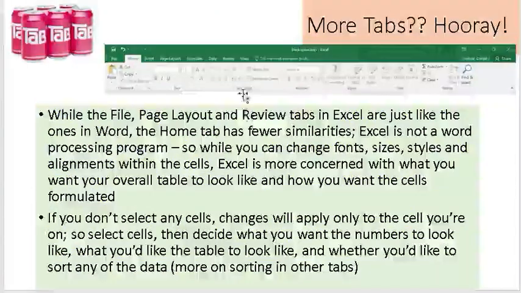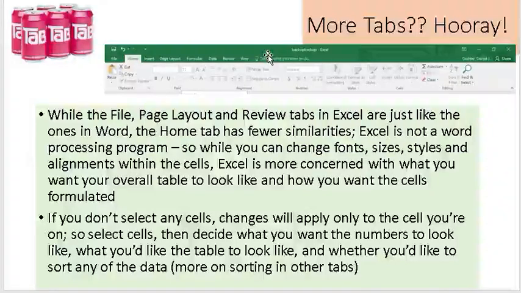Moving on. All right. So the File, Page Layout, and Review tabs in Excel are just like the ones in Word. The Home tab has fewer similarities. Excel is not a word processing program, so while you can change font, size, styles, and alignments within the cells, Excel is more concerned with what you want your overall table to look like and how you want the cells formulated. So if you don't select any cells, changes will apply only to the cell you're on. So select cells, then decide what you want the numbers to look like.